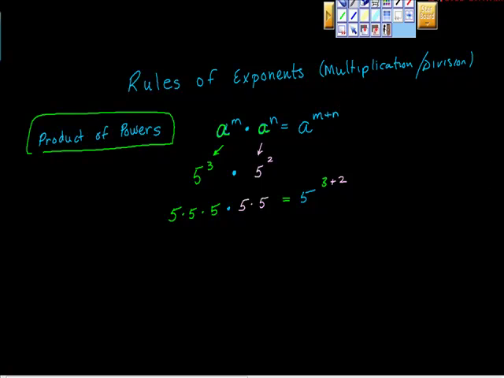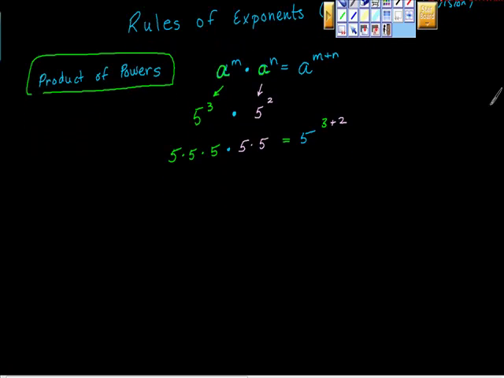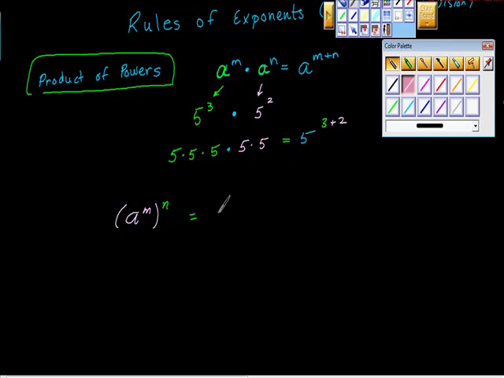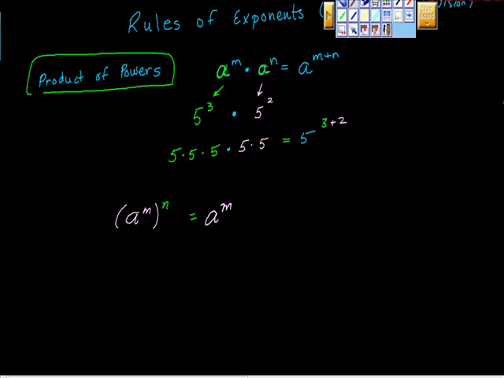A similar rule is the next rule. And that rule, just so you know, is called, look in the book, power of a power. I'm not even going to write it down, but this is power of a power. And in this case, we take a to the m to the power of n is equal to a to the m times n. Is that all right?